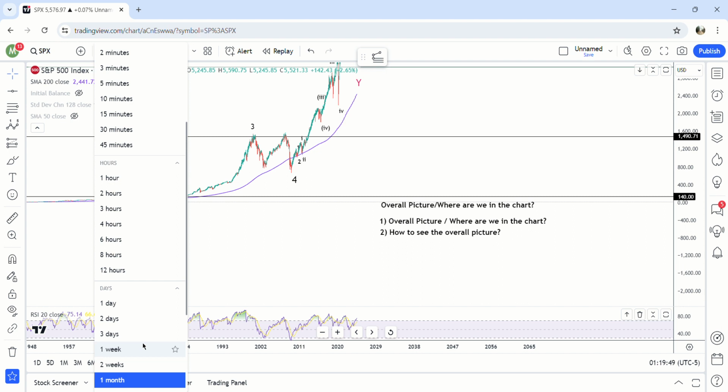Hopefully that was pretty easy to follow for SPX. Zoom out to zoom all the way in.